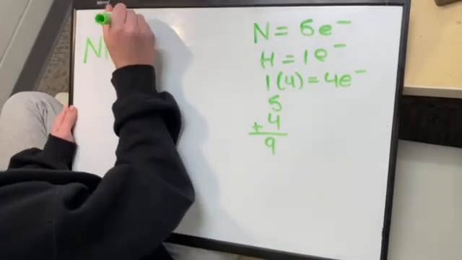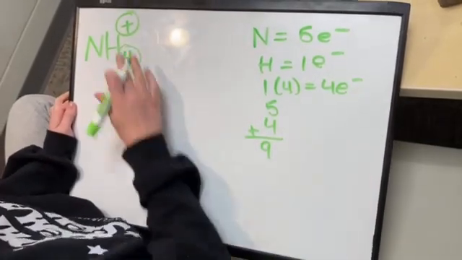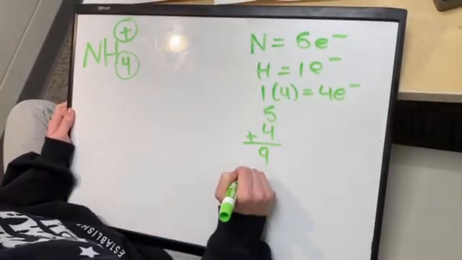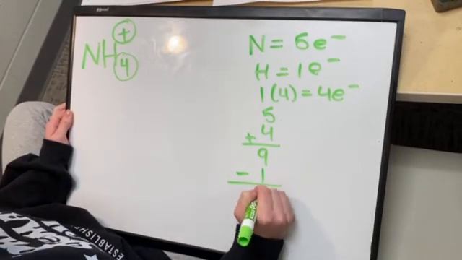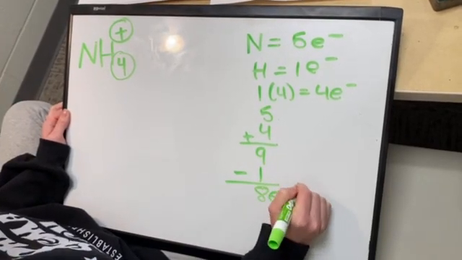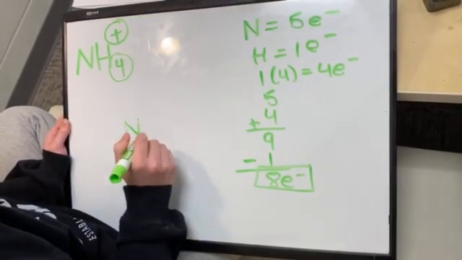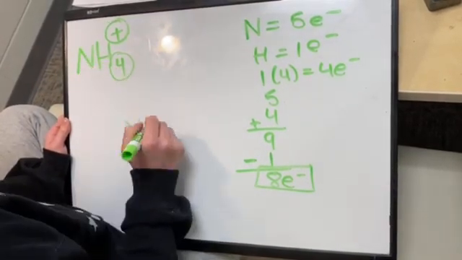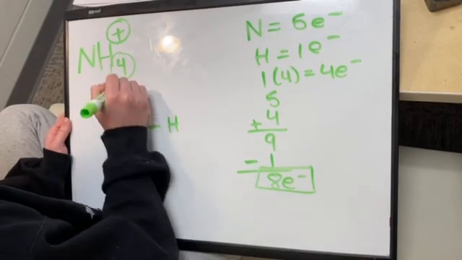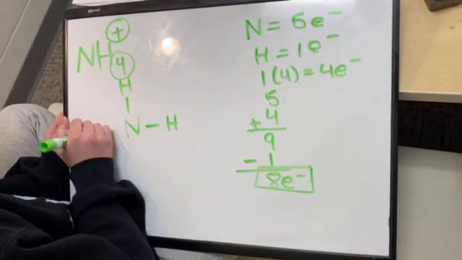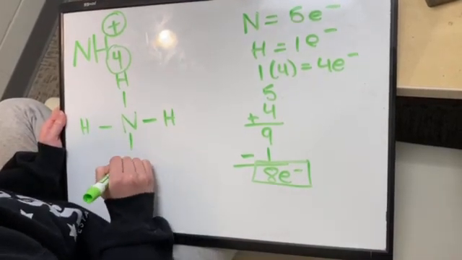And then we have this plus 1, which means that we're losing a valence electron, so we do 9 minus 1 equals 8 valence electrons in all. So now we draw our structure. We're going to put N, nitrogen, in the middle, and since we have 4 hydrogen, we're going to put all the hydrogen around N like that.